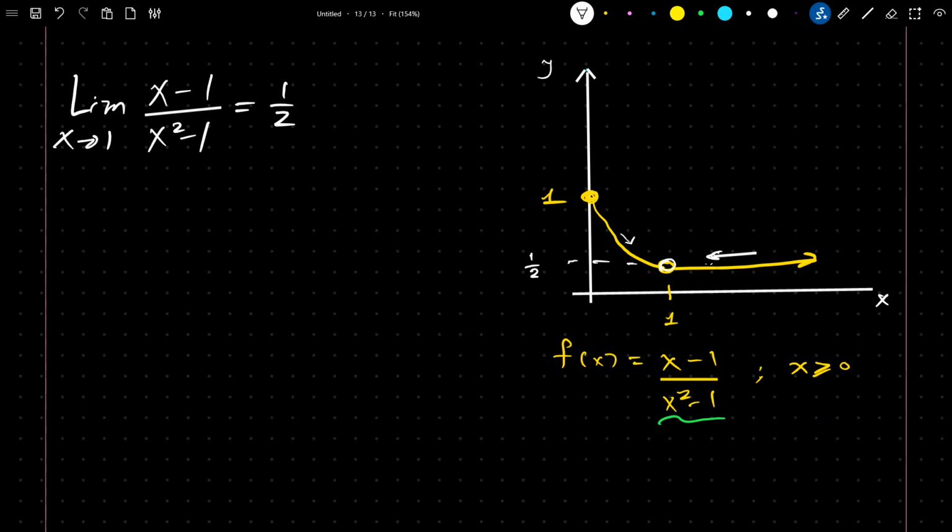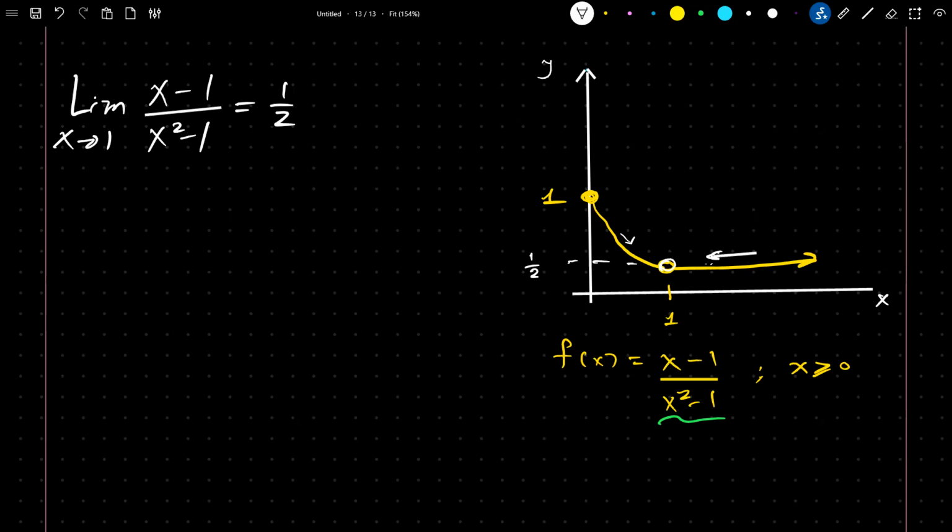Okay, so as the x goes to 1, the function's value has a limiting value of 1/2. And it's approaching from the left side and the right side to that value. And in fact, if it did not do that, then we would not be able to say that it has a limit.